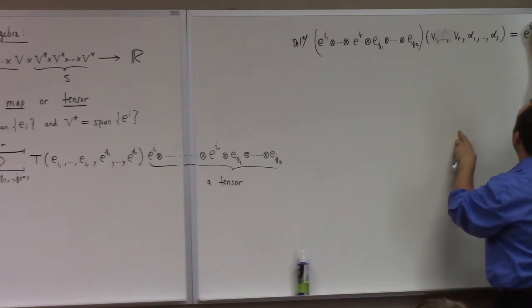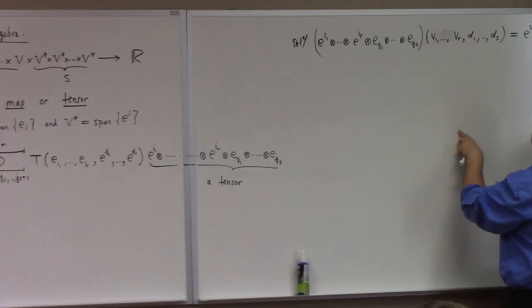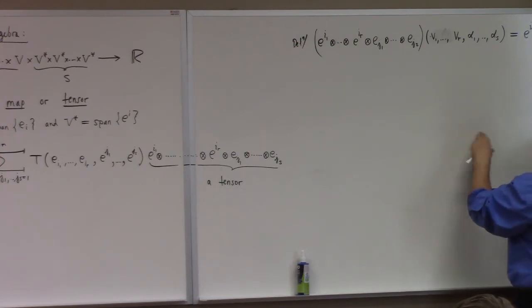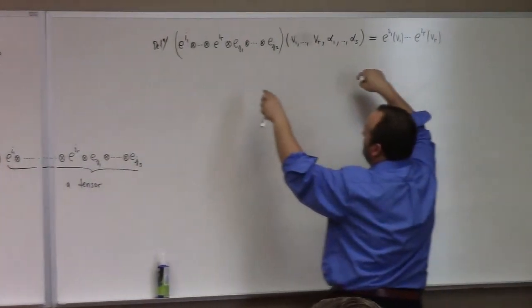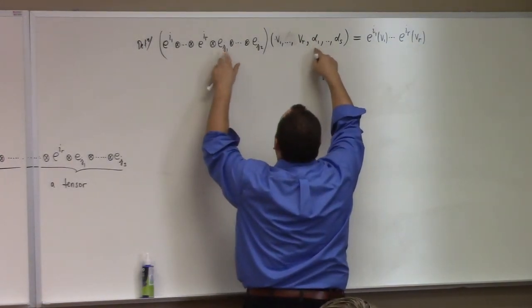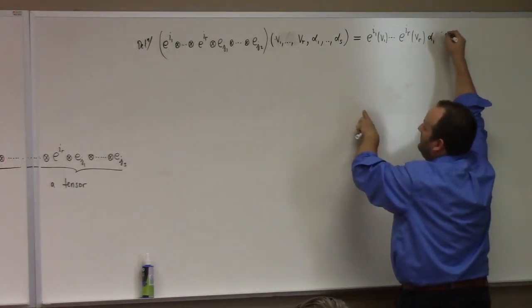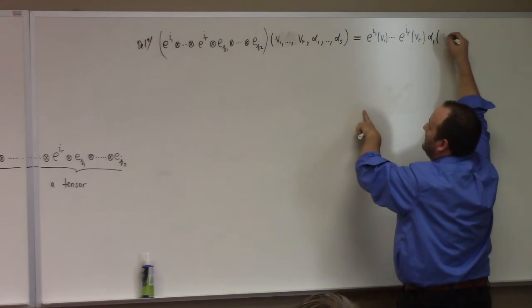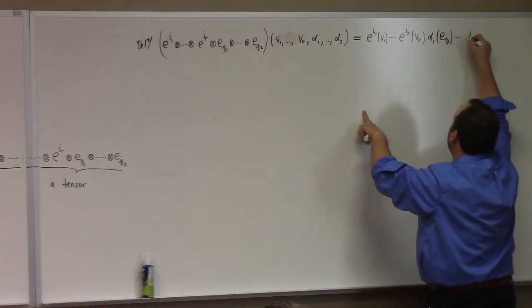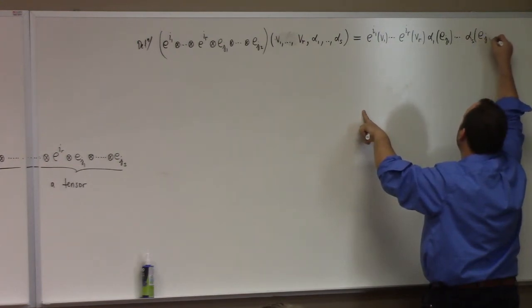That's E i1 acting on v1, ..., E iR acting on vR. And then how can I produce a number using this vector and this alpha 1? It has to be alpha 1 acting on E j1, ..., alpha S acting on E jS.